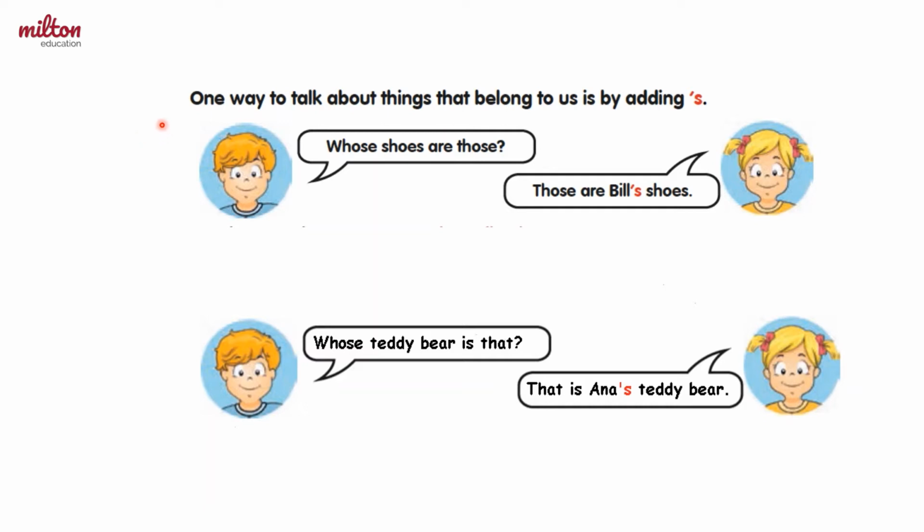So, one way to answer a question that starts with whose is to answer by adding apostrophe S. For example, whose shoes are those? Those are Bill's shoes. Do you see the apostrophe S? That means that the shoes belong to Bill. They are Bill's shoes. Here's another example that we looked at before. In the question, whose teddy bear is that? We see that it's Anna's teddy bear. The apostrophe S tells us that the teddy bear belongs to Anna. Okay, this is the first way that we can talk about things that belong to us or other people.